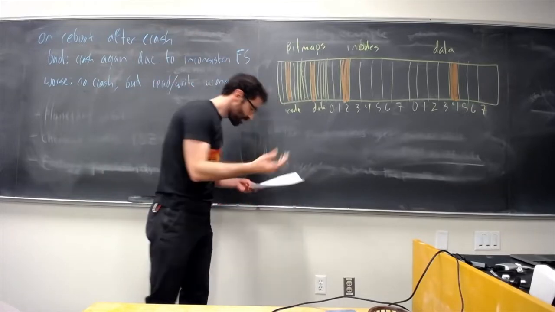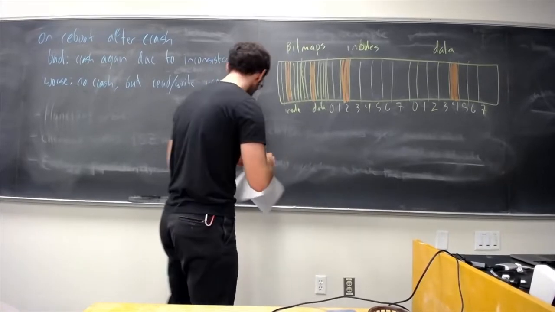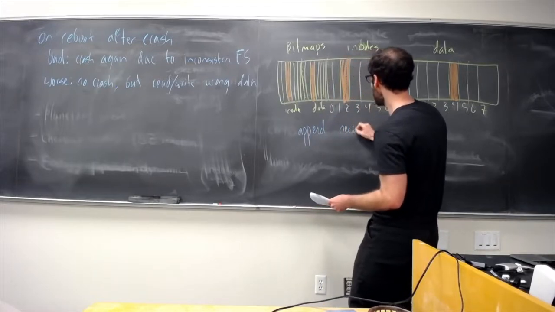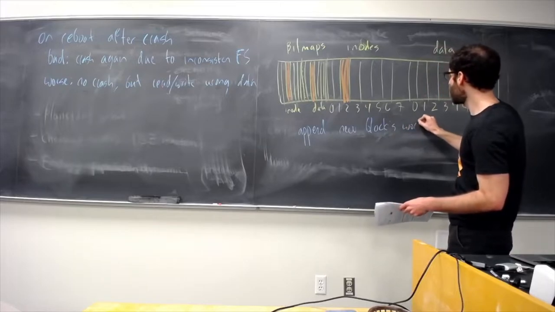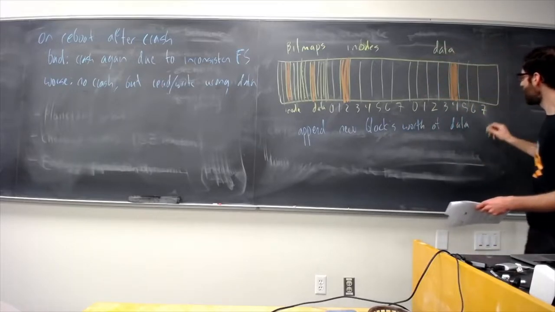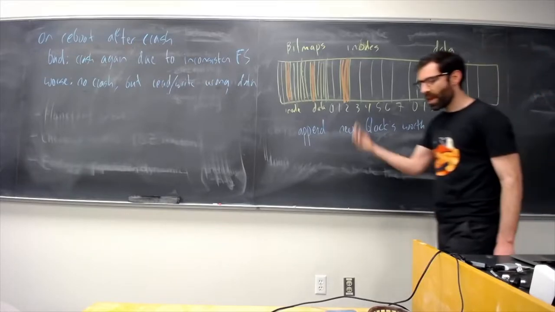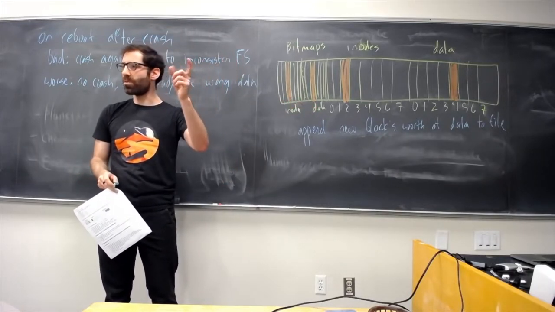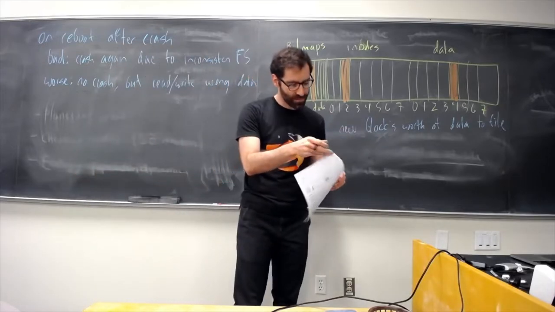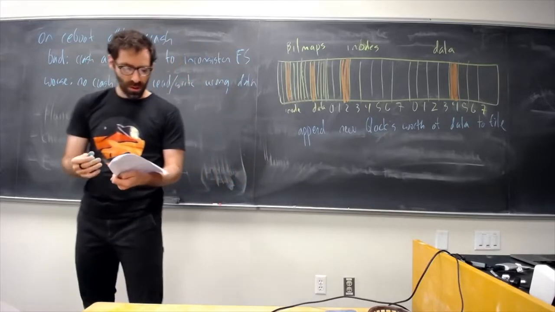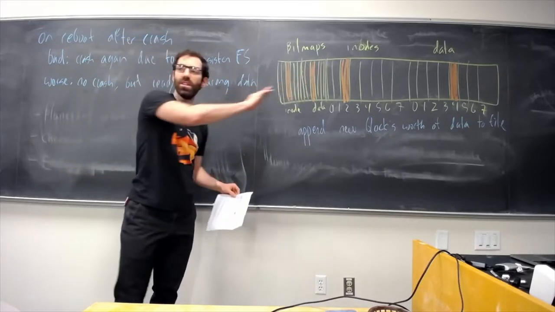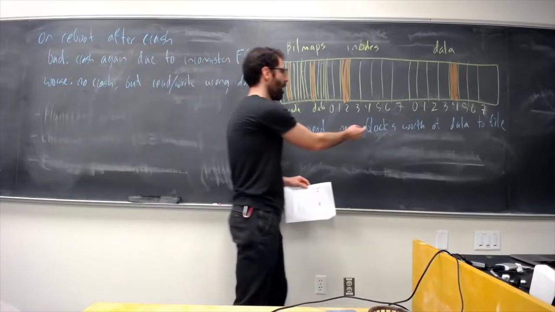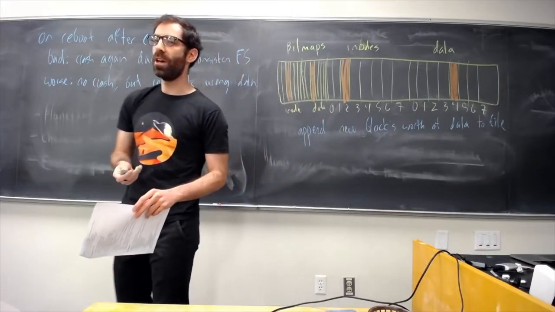All right, so here's what we want to do. We want to append a new block's worth of data to our file. Now we have a new 4 kilobytes or whatever it is worth of data. I want to stick it on to the end of this file. So an important question here is what in this picture needs to change, like which parts of our file system need to be updated and in what way in order to append a new block's worth of data to our file.